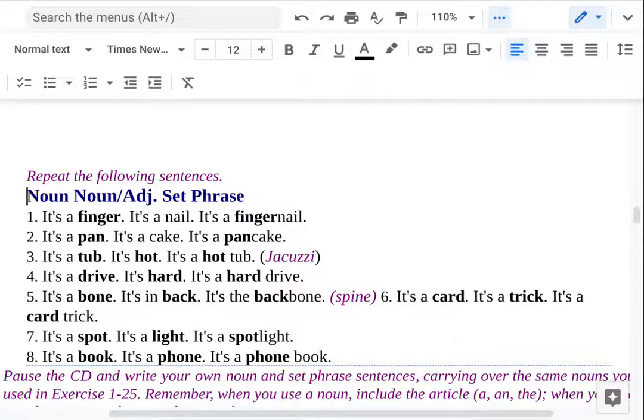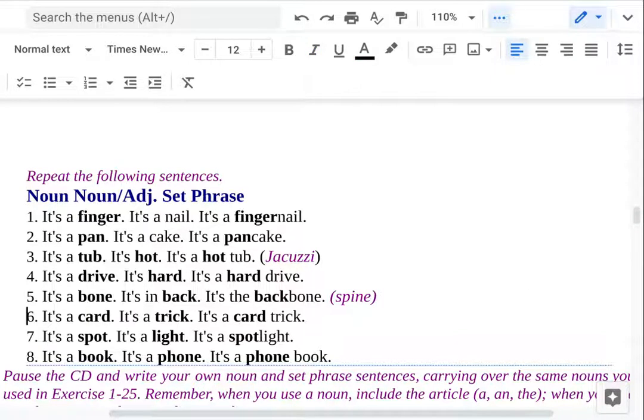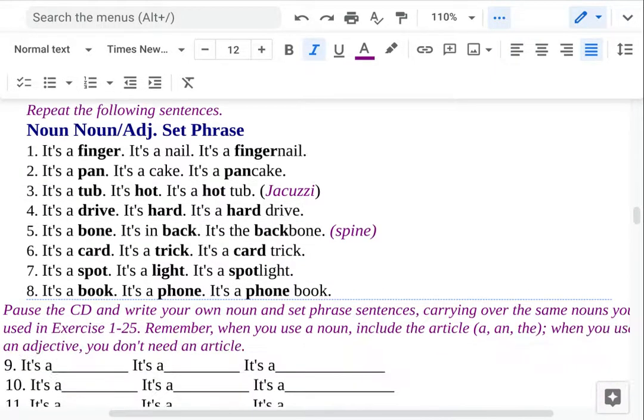5. It's a bone. It's in back. It's the backbone. 6. It's a card. It's a trick. It's a card trick. 7. It's a spot. It's a light. It's a spotlight. 8. It's a book. It's a phone. It's a phone book.